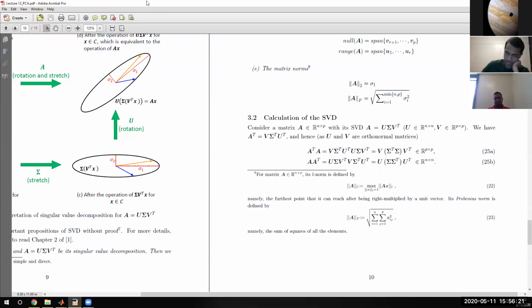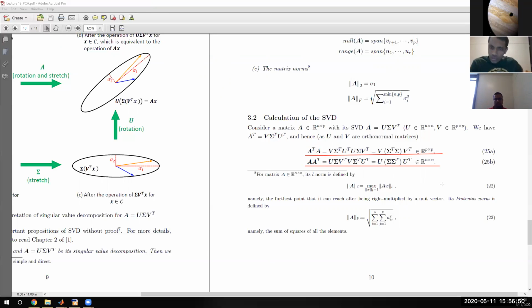Now, the good point is that U and V are square matrices, so it's going to be much easier. And hence I can calculate A transpose A and A A transpose. So finally, you're going to have this. A transpose A equals this. Be careful, this is P by P. And A A transpose is this. This is M by M.